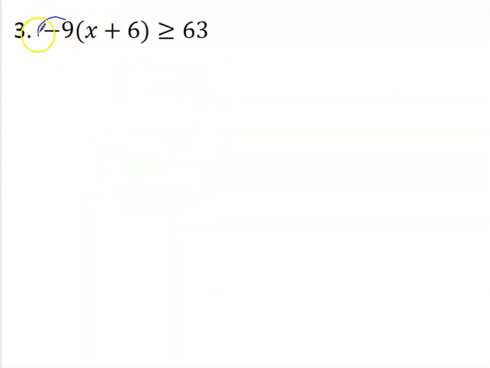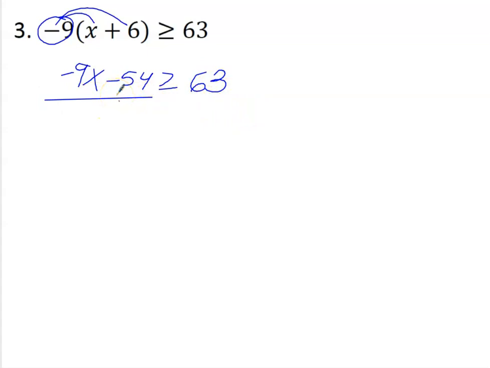Okay, next example, now it's a little bit different. I have a negative 9, but it's still the exact same process. Negative 9 times x is going to be negative 9x. Negative 9 times 6 is going to be negative 54. That is going to be greater than or equal to 63. No like terms, right? That's the first thing that I want to check. So now I am going to add 54 to both sides.